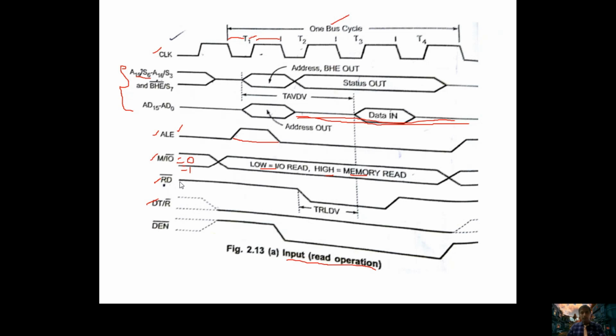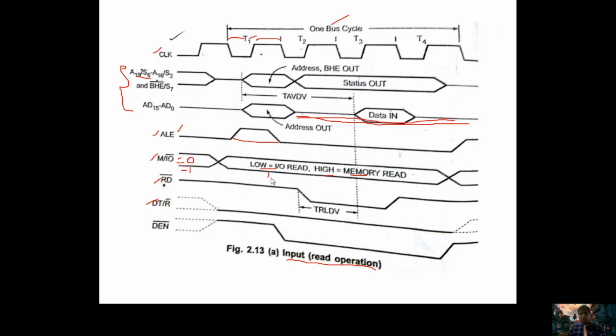If it is a read operation, what happens? So this read bar signal must be activated after T1. Similarly, the M by IO bar signal is also, is it low or high? Only after T1, meaning T2 to T4 time only, the M by IO bar signal must be either high or low. For selecting memory, high. For selecting IO, low, only from T2 to T4. Here also there is a small correction. T2 to T4 time only.